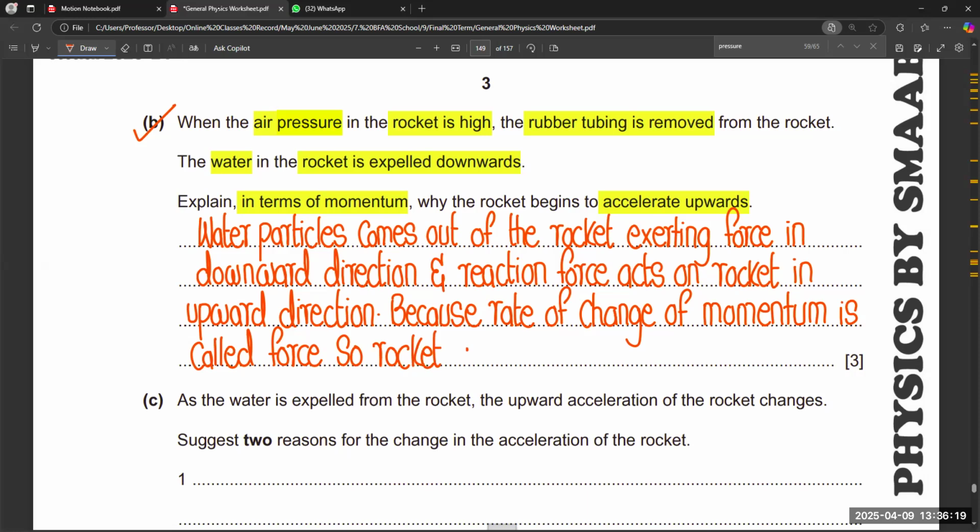The rocket accelerates in upward direction. Any confusion in this answer? No, sir.